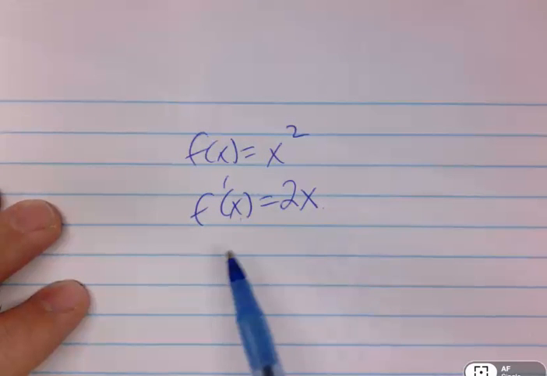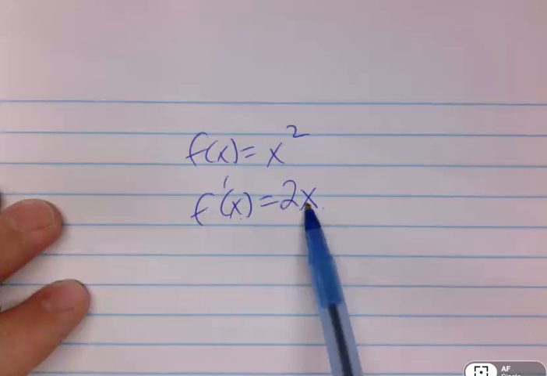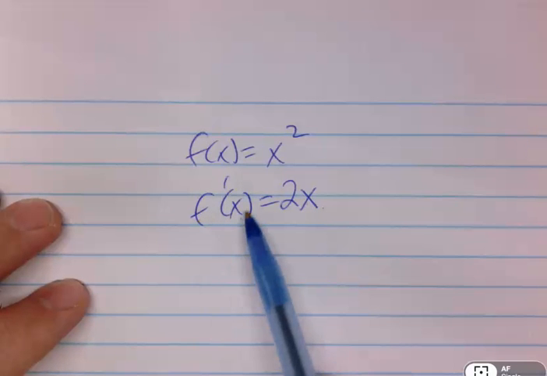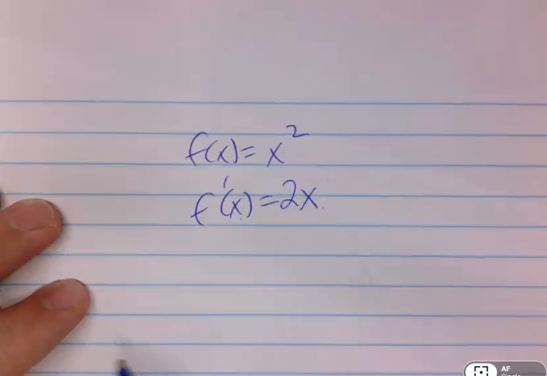But since we now know that we can use the derivative as its own function, I'm going to actually call it f prime of x instead. So the derivative of x squared is 2x. That's how you would read that.